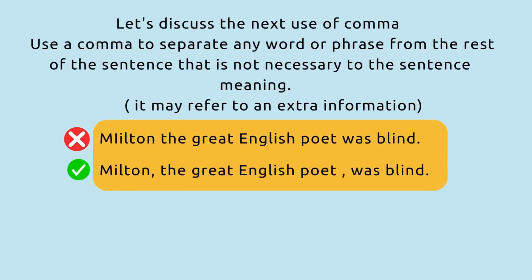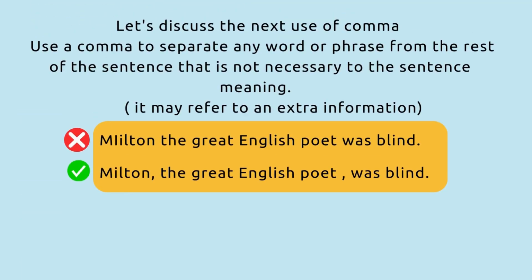And the next use of comma, we use comma to separate any word or phrase from the rest of the sentence that's not required for the sentence meaning. It may refer to extra information. Milton, the great English poet, was blind. We'll place a comma after Milton. Milton, the great English poet, was blind.